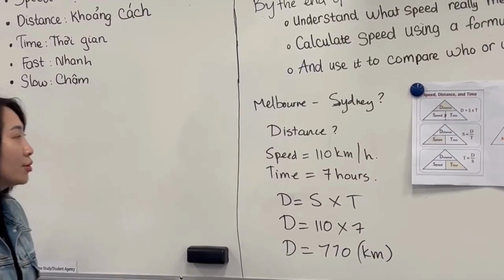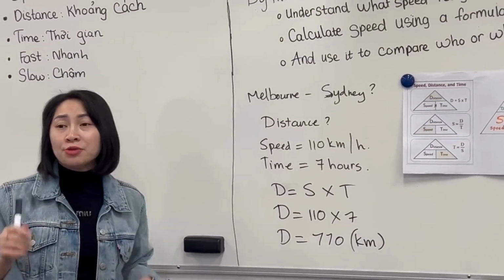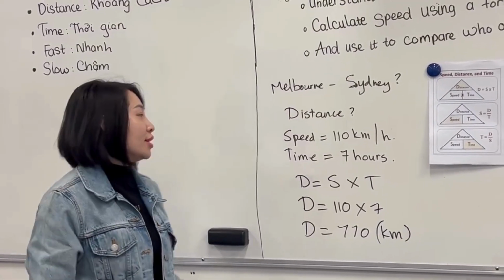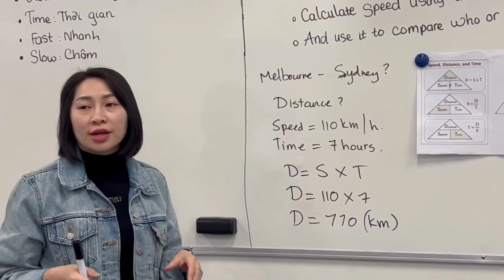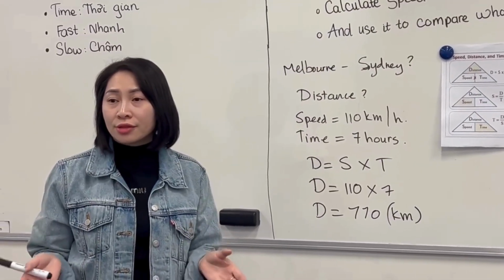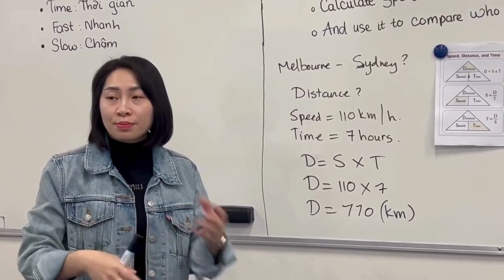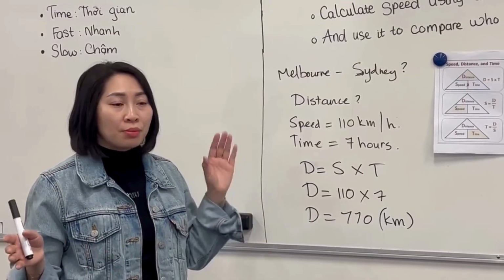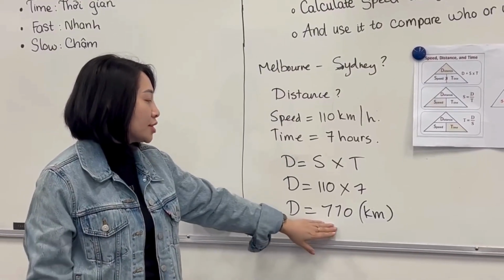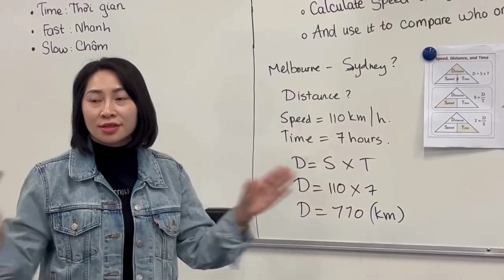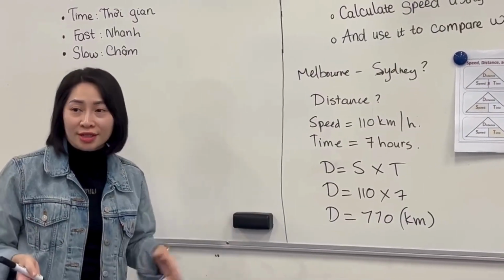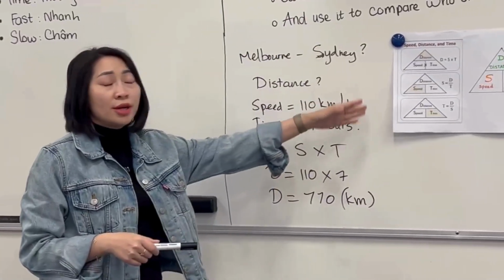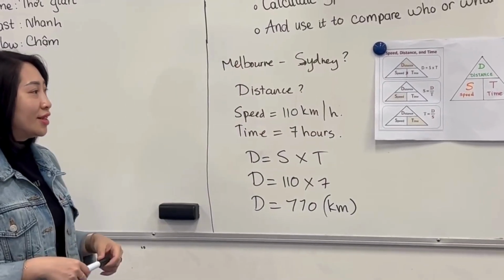So we know that if we keep driving our car at 110 kilometers per hour, and it takes about 7 hours driving at that speed, then the distance between Melbourne and Sydney will be 770 kilometers, the distance between two cities, right? So that's the way we apply the formula to our real life.